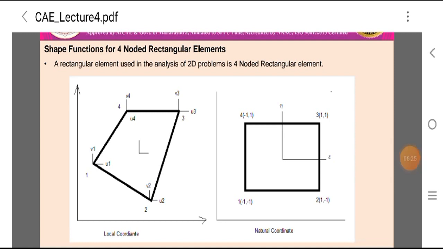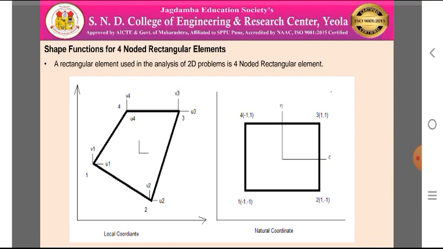Similarly, shape functions for four noded rectangular elements. The rectangular element used in the analysis of two-dimensional problems is the four noded rectangular element. The figure shows a four noded rectangular element in local coordinate system and natural coordinate system, and the element is in two directions, so there are two degrees of freedom per node of an element.